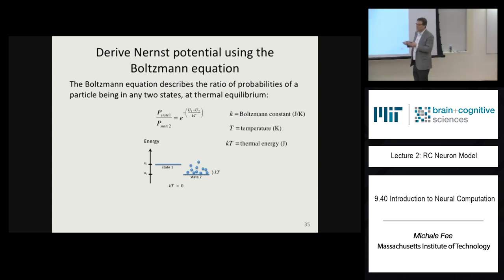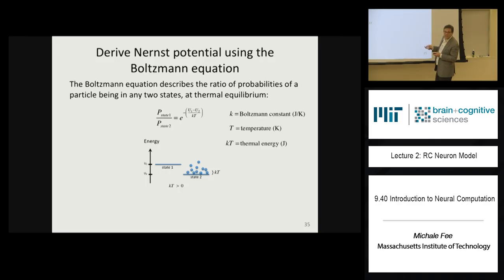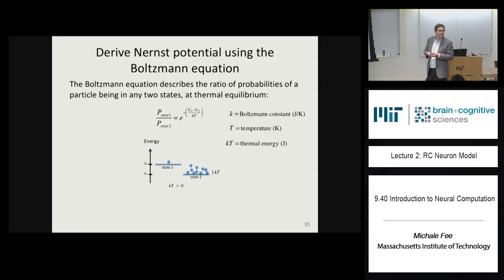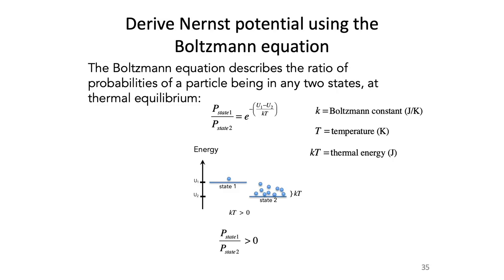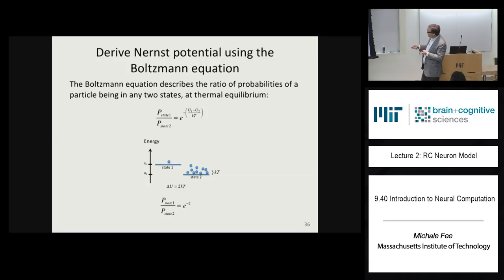Now, let's say that we heat things up a bit so that kT gets approximately the same size as the energy difference between our two states. So now some of those particles can get jostled over into state 1. The probability of being in state 1 divided by the probability of being in state 2 is bigger than zero now, and you can just calculate it. If the energy difference is just twice kT, then 2kT divided by kT, that ratio of probabilities is just e to the minus 2.